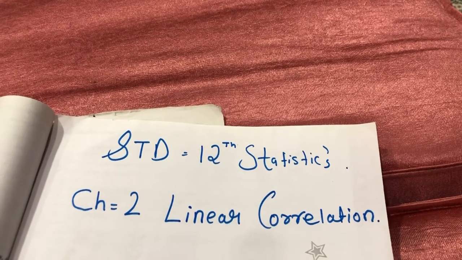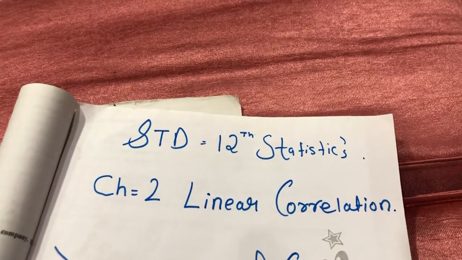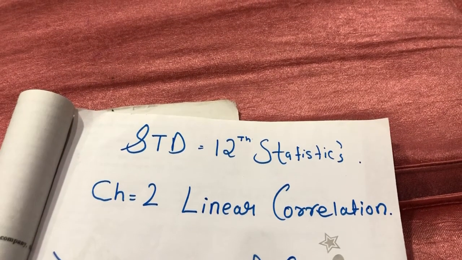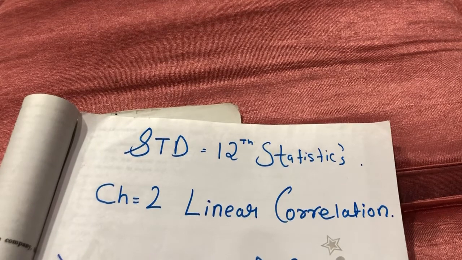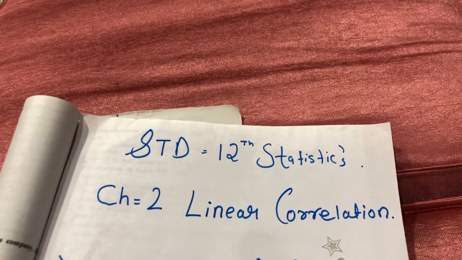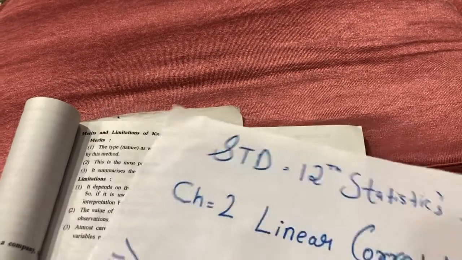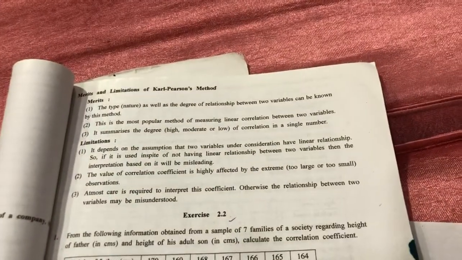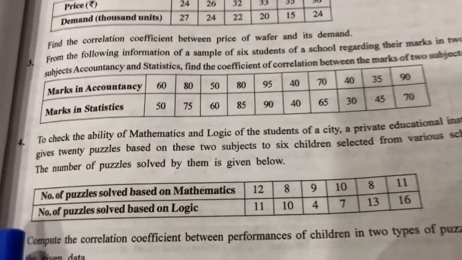So today we are going to study about Standard 12 Statistics, Chapter number 2, Linear Correlation. In that, today we will study about Exercise 2.2 that is related to Karl Pearson Product Moment Method, question number 4. So this is our Exercise 2.2 in the textbook. In that, today we will study about question 4.